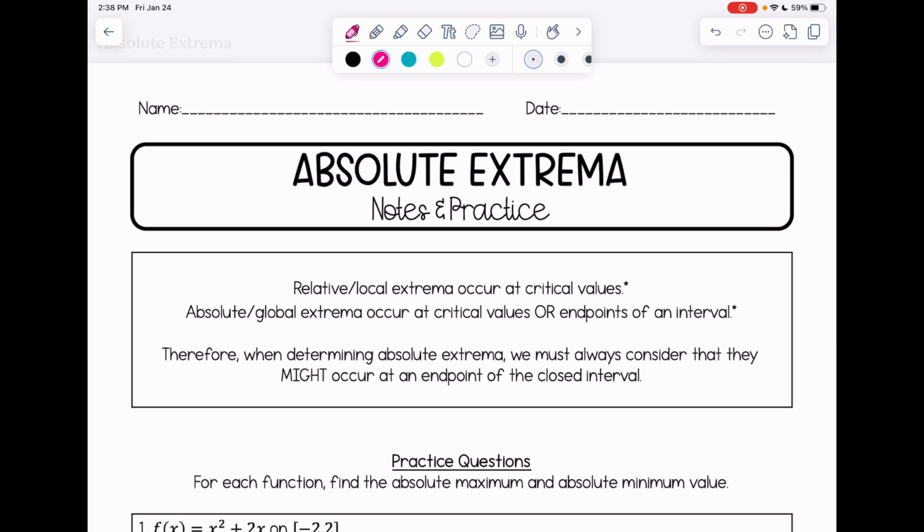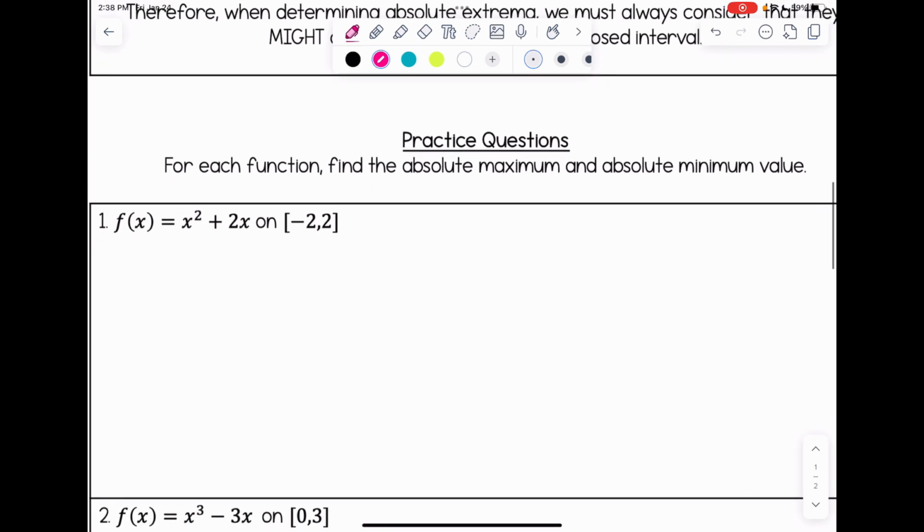So therefore, when we're determining absolute extrema, we have to always consider that they might occur at the endpoint. If you take AP Calculus and you're taking the exam and there's a question like this, they generally have on the rubric that worth a point is noting that you addressed the endpoints of the interval, not just the critical values. Let's take a look at a sample question.